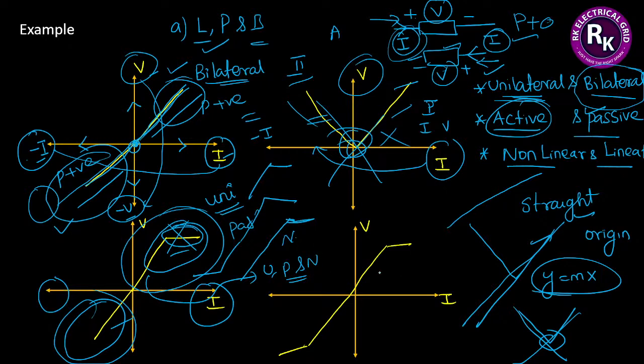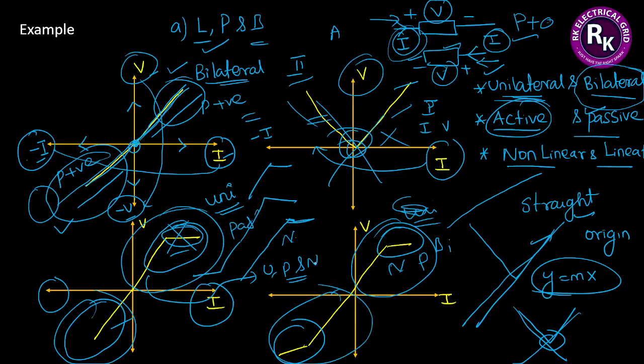Okay, next take the last graph. Tell me whether it is linear or non-linear. Just say it randomly. Sir, this is non-linear. Why? Look at how the graph is, it is not a straight line. Next, active or passive? Passive, sir. Why? Power is positive always. Unilateral or bilateral? Unilateral, sir. Why? Sorry. Bilateral. Why is it bilateral? First quadrant and third quadrant are identical to each other.